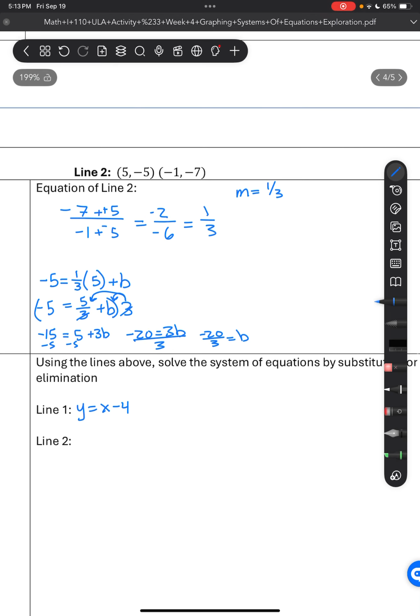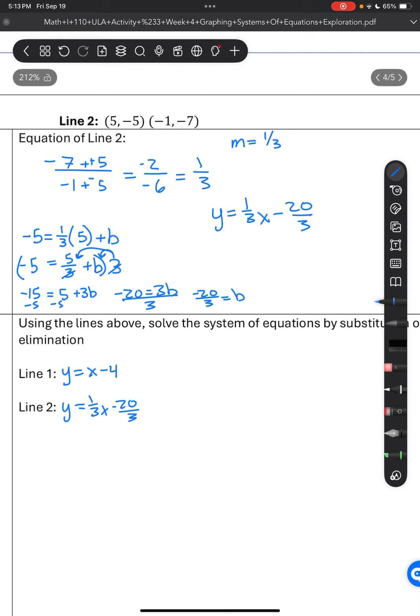All right, so we have a slope and we have a b value. So we have y equals 1/3 x minus 20 over 3. All right, so I'm going to first make them equal to each other, because they both equal y. So we have x minus 4 equals 1/3 x minus 20 over 3.